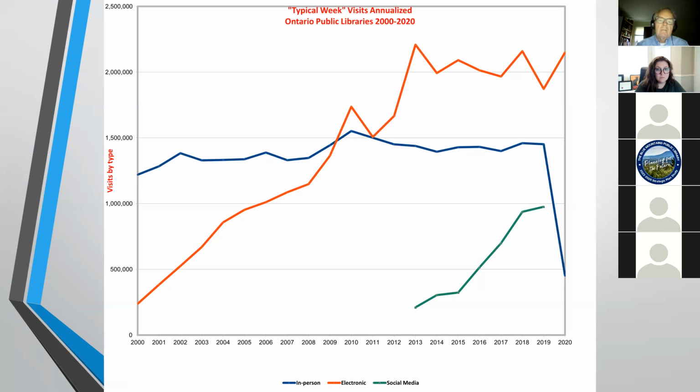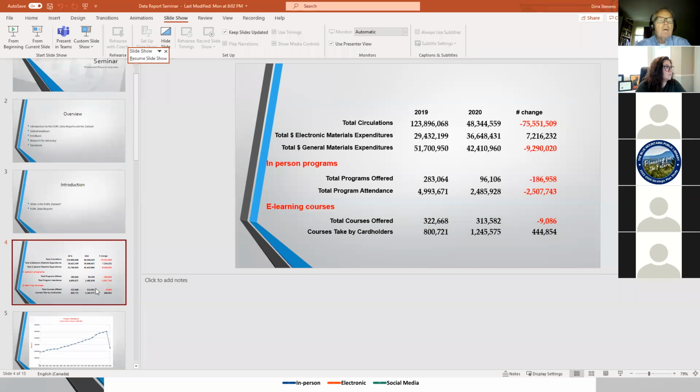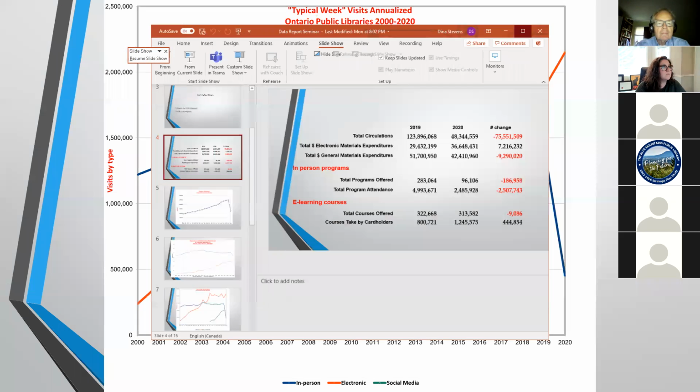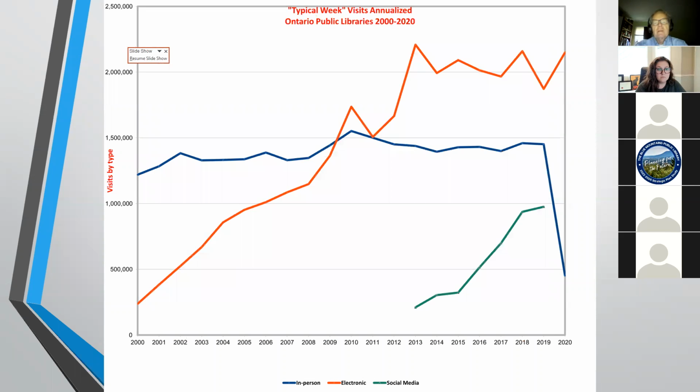And obviously in the year 2020, it took off. Here it is. And then the in-person visits, of course, dropped in 2020, and web visits shot up. Now, the little green line down there is the one that was growing the fastest.